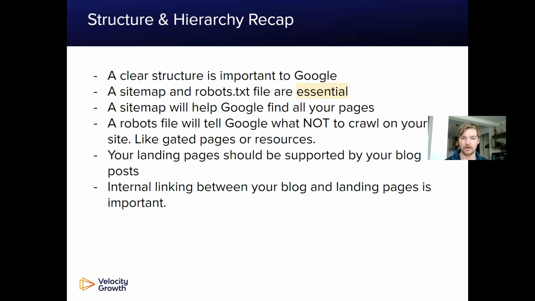A sitemap and a robots.txt file are essential. Sitemaps help Google find all your pages, and a robots file will tell Google not to crawl certain pages, like gated pages or resources that you don't want people to access, or sometimes tell Google which ones you particularly want it to access.